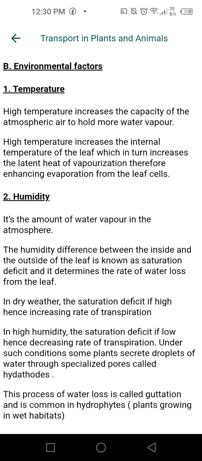2. Humidity. It's the amount of water vapor in the atmosphere. The humidity difference between the inside and the outside of the leaf is known as saturation deficit, and it determines the rate of water loss from the leaf.